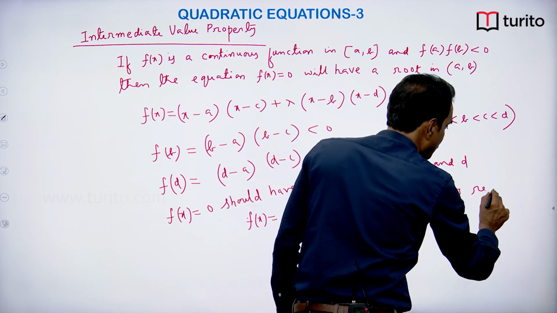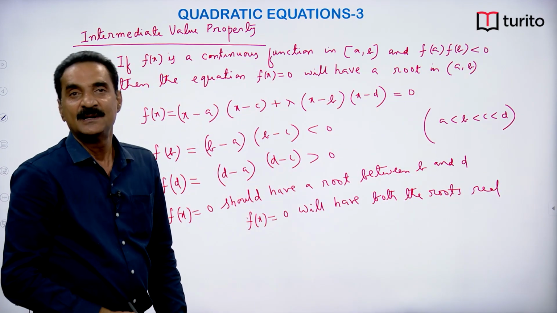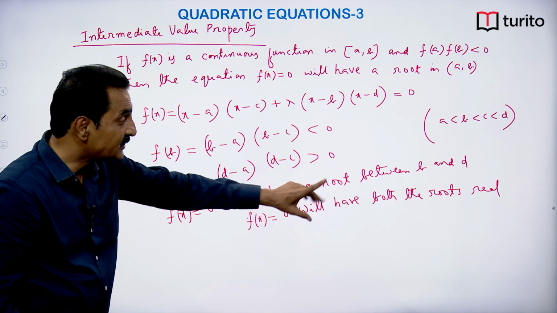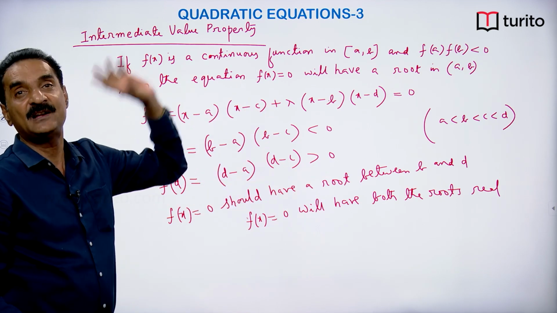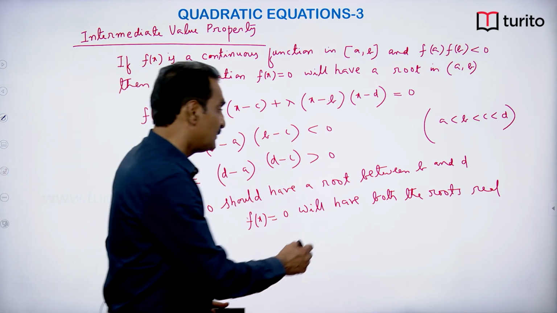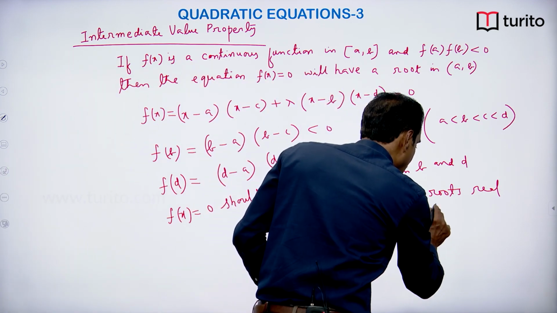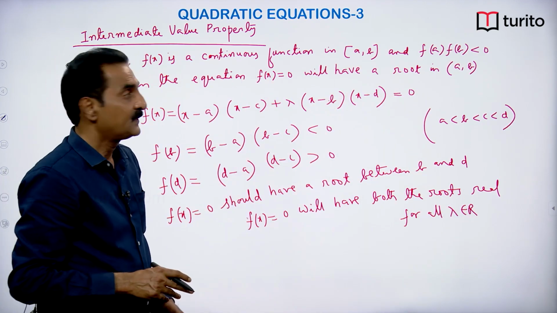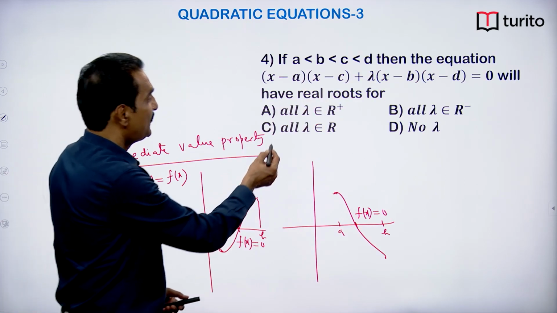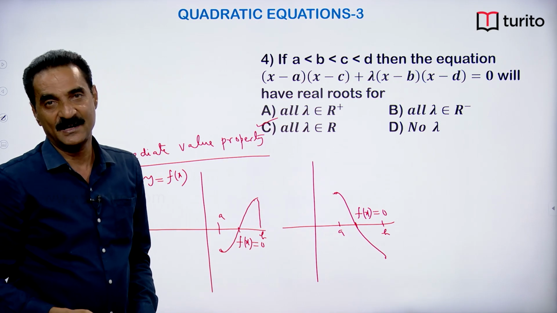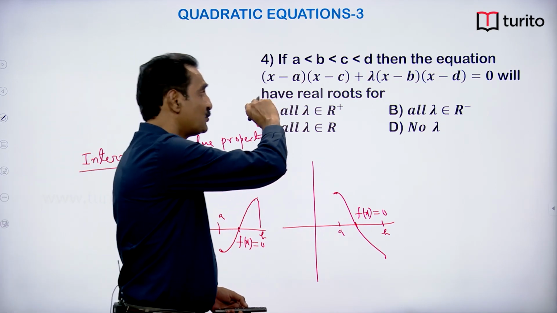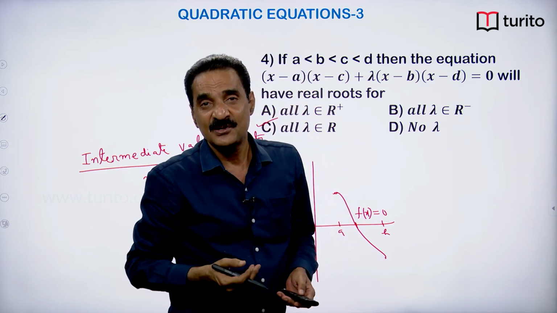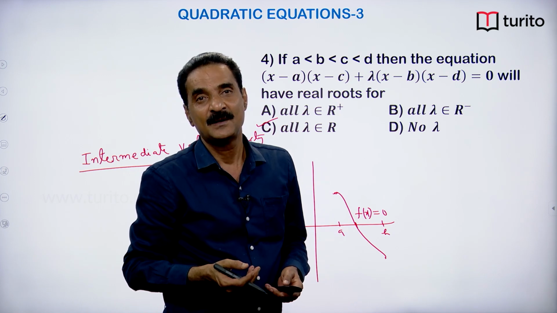See how simple it is to know about the number of real roots. Will have both the roots real for what values of lambda? For any value of lambda, is it not? Both the roots real for all lambda belongs to R. Lambda must be real. So, what is the answer? For all lambda belongs to R, option C is correct. Otherwise, we have to expand and find the discriminant, and we have to manipulate and check for what values of lambda the discriminant is positive. Okay.